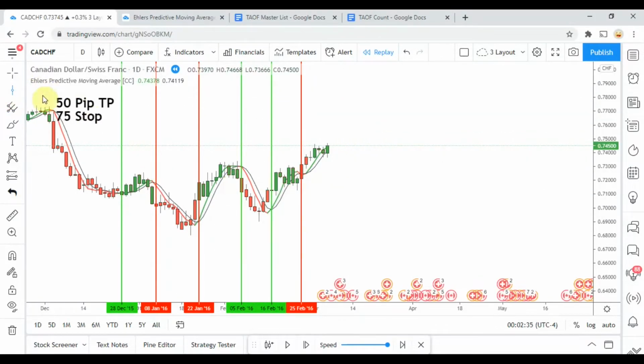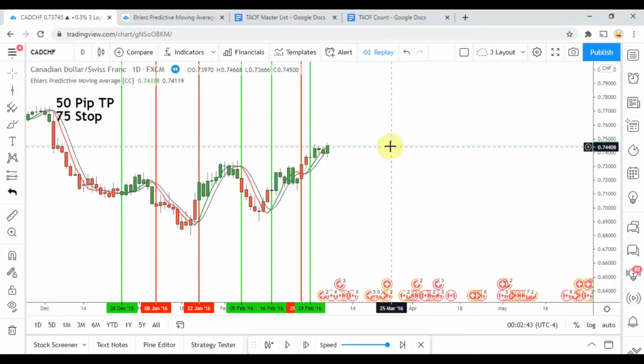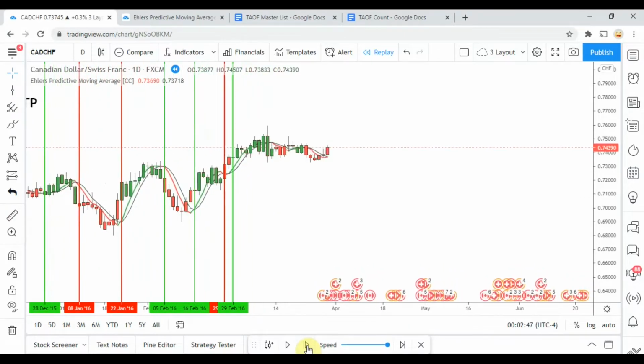That one didn't work out for us. And then we pick up a long right there, which would have gotten us to take profit for sure. Let's go ahead and continue on with it here.